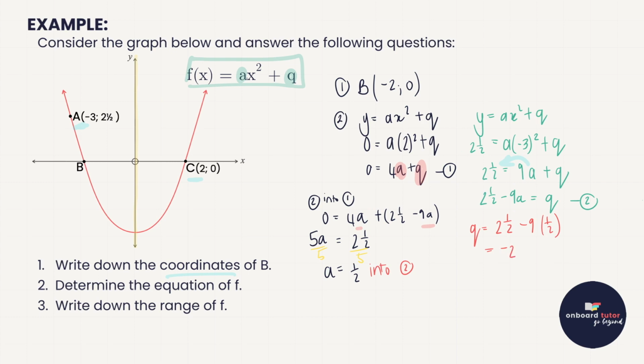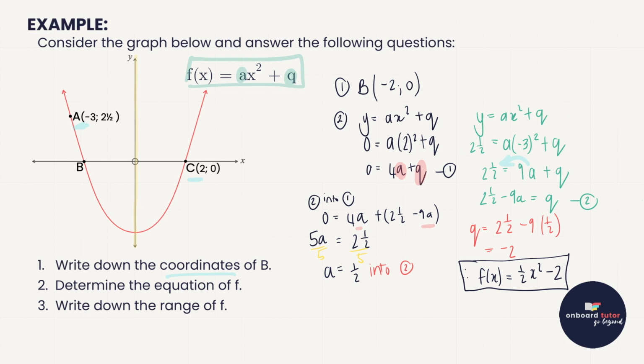And so now we know what the equation is, and we can say, therefore, f of x, or y, is equal to, in the place of a, a half x squared, and in the place of q, minus 2. There we go. We have determined the equation. Okay, that ended up being quite a lot of working out, but as long as you know what to do, you're okay. The starting point is to write down the equation and then sub in what you know.